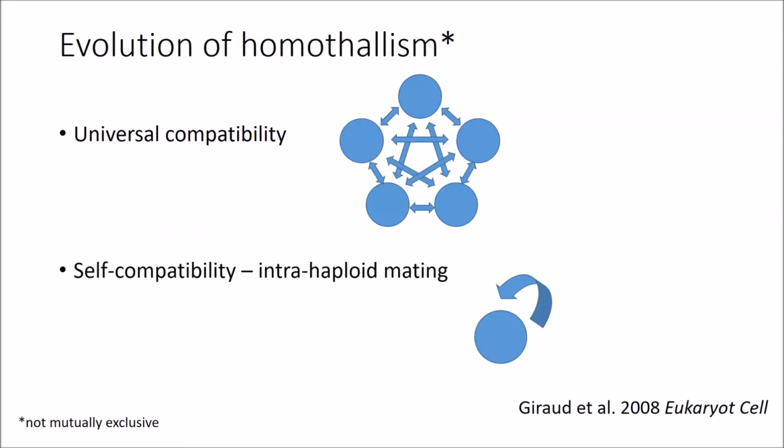Evolution of homothallism. To understand why homothallism might have evolved, we can think about two main things. If there is homothallism, we have universal compatibility. All cells are able to mate with everybody, but also the cells are able to mate with themselves. And these are two different evolutionary forces that might have led to evolution of homothallism. They're not mutually exclusive, but let's have a very quick look at what might be the main driving force for evolution of homothallism.